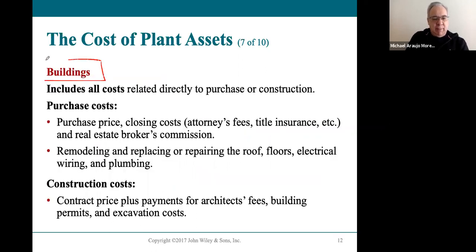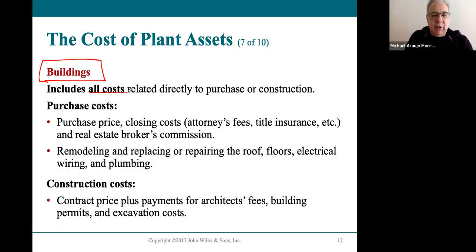Another account that's separate is buildings. As a matter of fact, when you actually go ahead and buy a building with land, you actually have to put those in two different accounts. The land goes in the land account, the building goes in the building account. You actually have to separate how much the land really cost you versus what the building really cost you. You don't have to do that, but you have to understand that. So the buildings account is really all the costs related to a building.